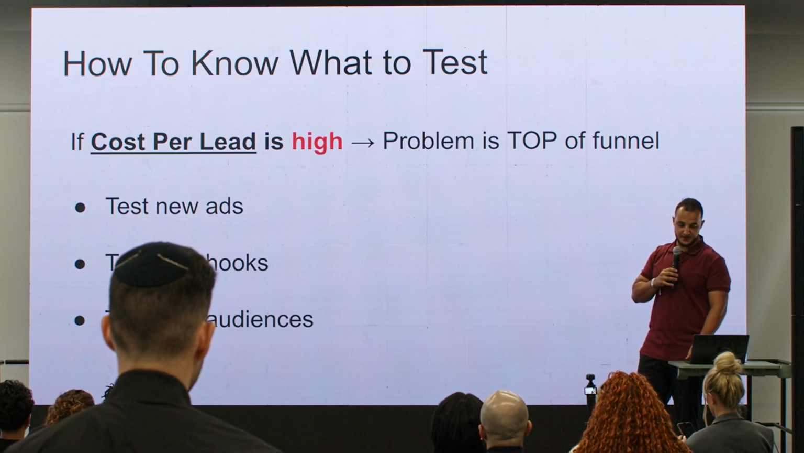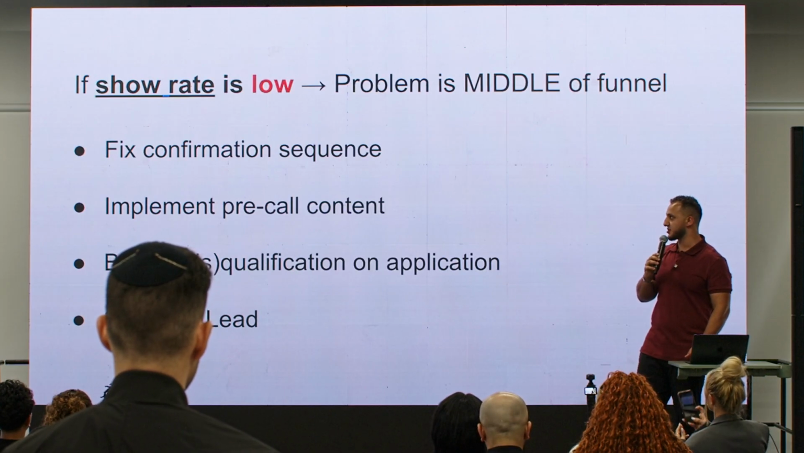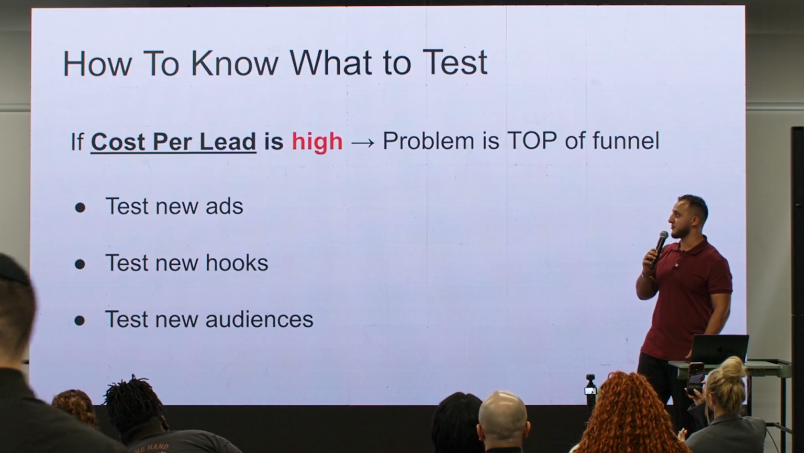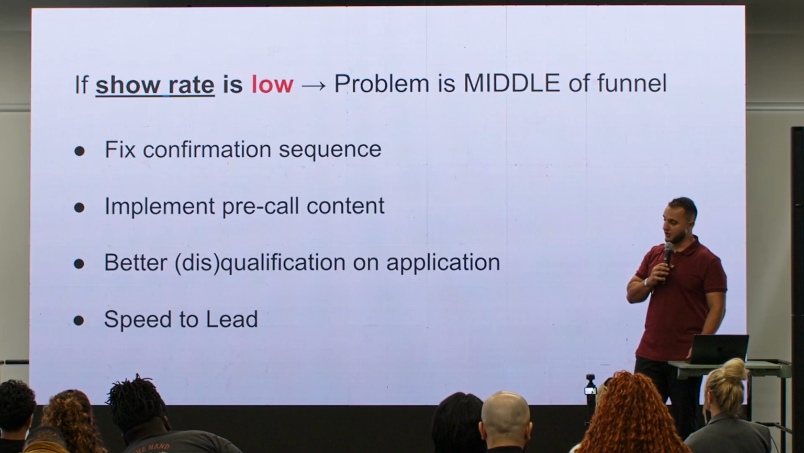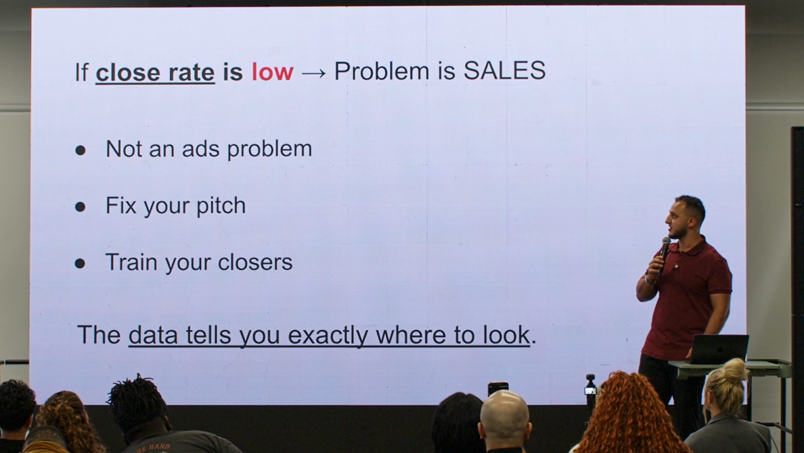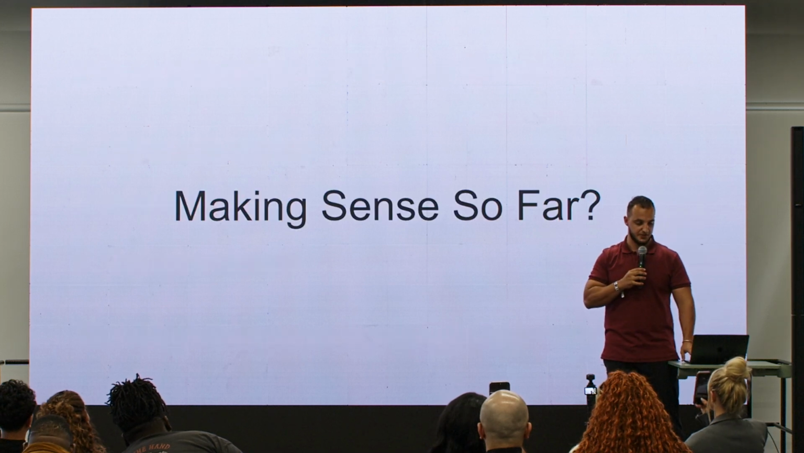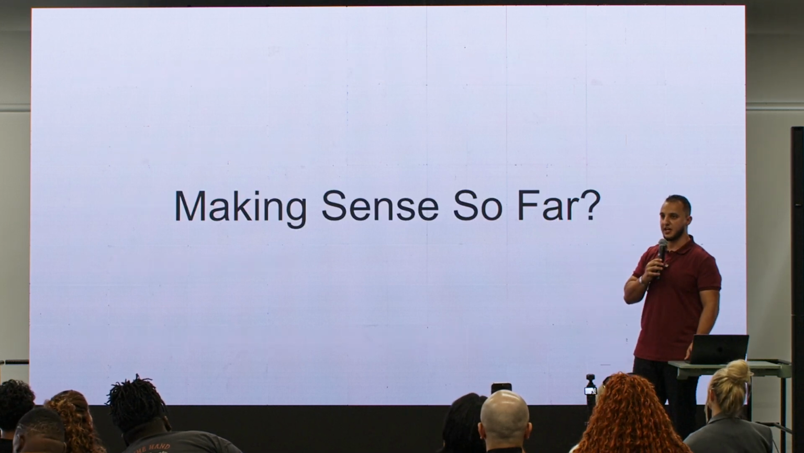So I'll skip some of this, how to know what to test. I'm happy to share these with you guys, or take pictures of them really quick. If your cost per lead's high, this is what you test. If your show rate's low, these are some things you could test. If your close rate is low, these are some other things you can test. Making sense so far? We got like 30 seconds here.